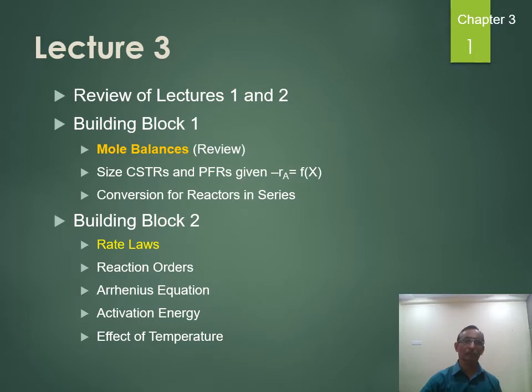In unit number 1 you have studied the mole balance, and with the help of the mole balance we have designed or sized the reactors, that is batch reactors, CSTRs, PFR. Then with the help of these design equations we have converted by substituting the value of XA, that is conversion. Then to find out the conversion for reactors which are arranged in series, that also you have studied. Suppose the first reactor is a plug flow reactor, the second is a CSTR, then how you are going to identify the conversion for reactors arranged in series.